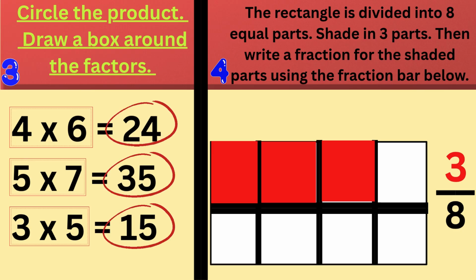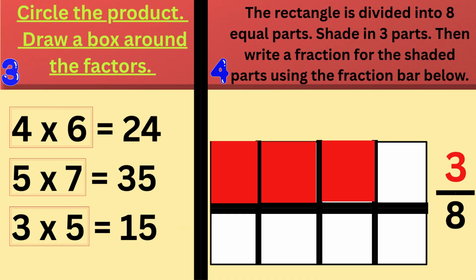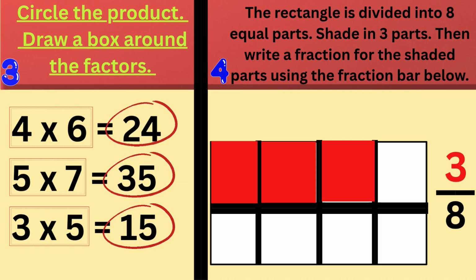In the multiplication sentence, 5 times 7 equals 35, 5 and 7 are factors and have a box around them, and 35 is the product and is circled. In the multiplication sentence, 3 times 5 equals 15, 3 and 5 are factors and have a box around them. 15 is the product and is circled.